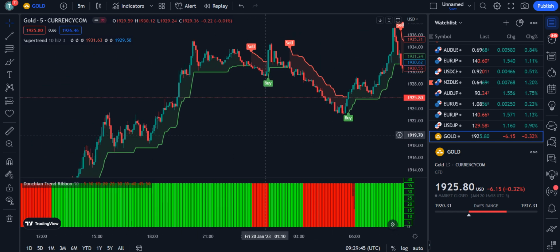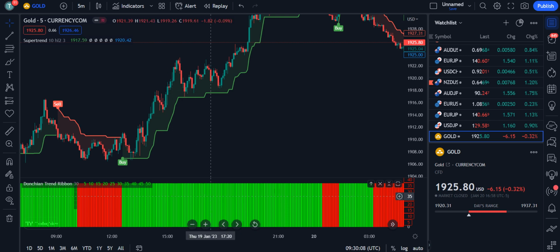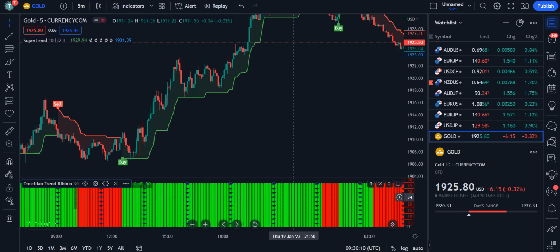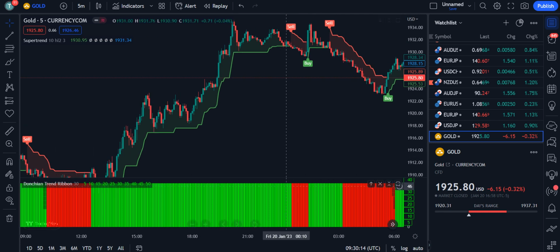Okay, let's see. For example, we want a buy signal for the bullish trend. First of all, we have to wait for the Supertrend indicator to give us a buy signal. The second thing we have to see is that our market has a bullish trend. The third thing is the confirmation from the Donchian Trend Ribbon, which has to show us green color candles from here. And you can see it shows this green color candle till this point.